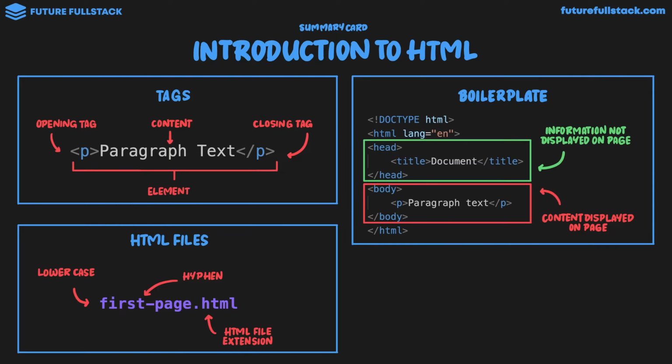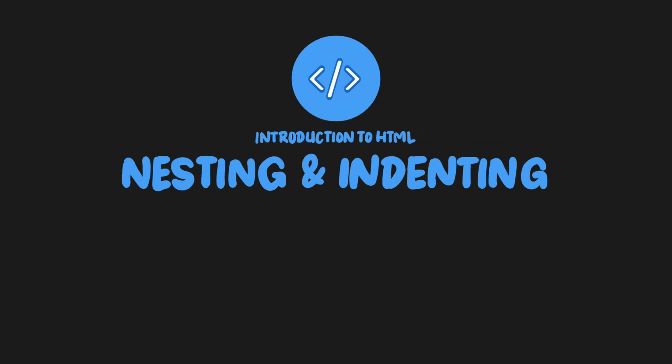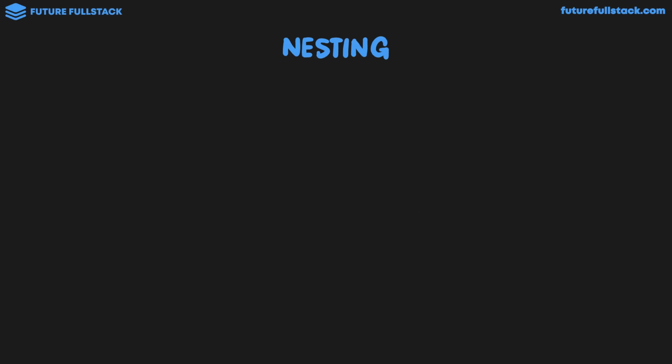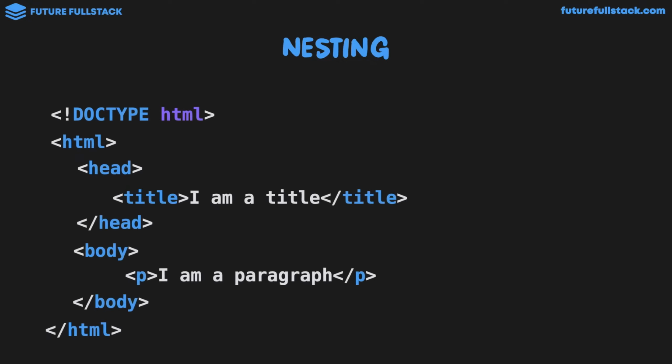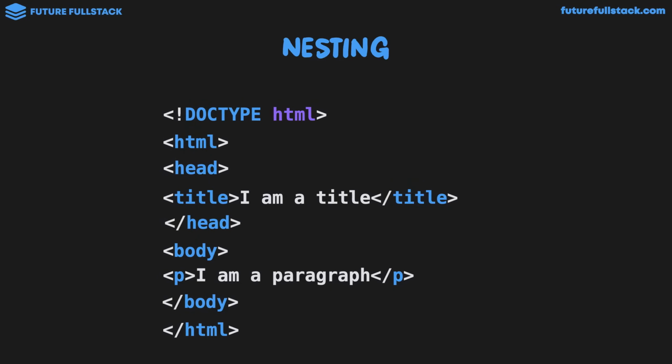Finally, we'll look at best practices for organizing and visually structuring your code, using nesting and indenting. We'll first take a look at nesting, and then indenting. So let's first take a look at nesting. I'm going to pull up the HTML boilerplate we looked at in the previous chapter. To highlight the concept of nesting, I'm going to move all the HTML elements in line like this.